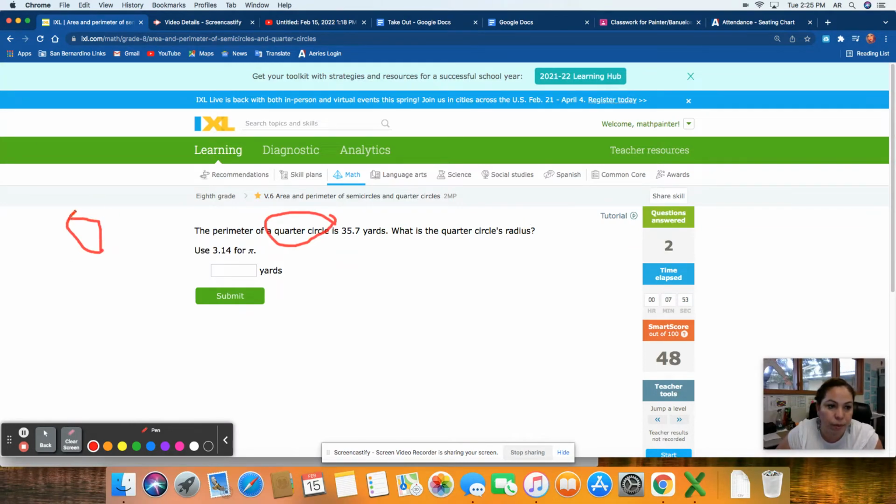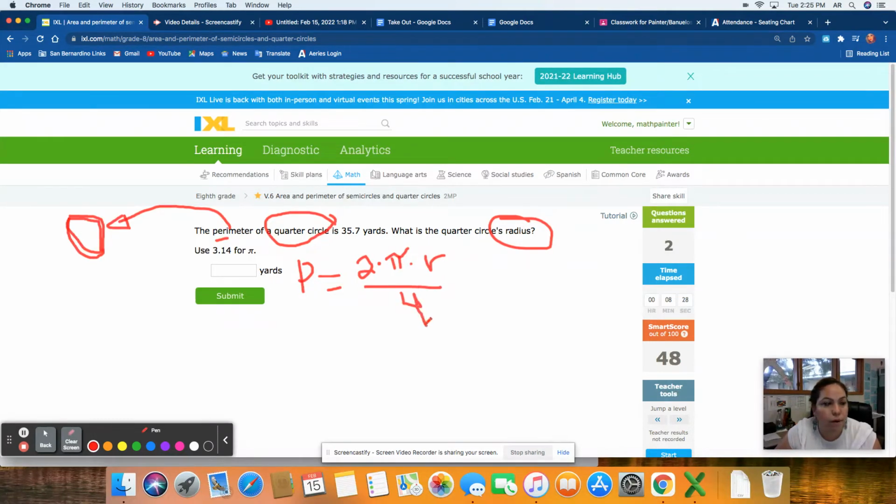So we know the perimeter. The perimeter is the line that surrounds the quarter circle, right? That is our perimeter. All right. So we're going to use the quarter circle perimeter formula because we know P and we need to know the radius. So perimeter equals, again, it's a long one, I'm looking at the board. Perimeter equals 2 times pi times r divided by 4 plus 2 times r.